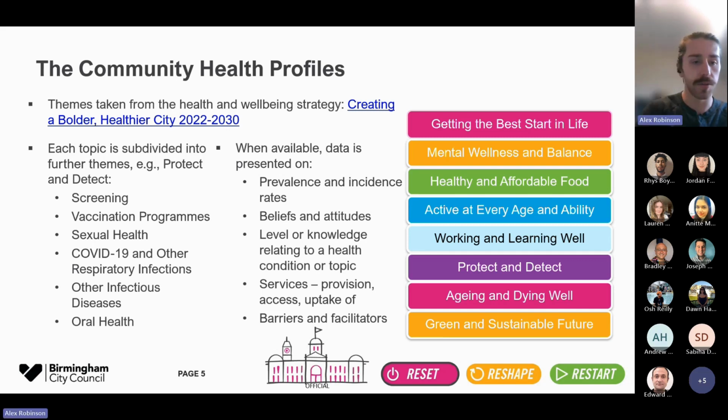Okay, cool. And yeah, within each of the themes, they're also split into subtopics. So the protect and detect theme looks at cancer screenings, vaccination programs, sexual health, that sort of thing.